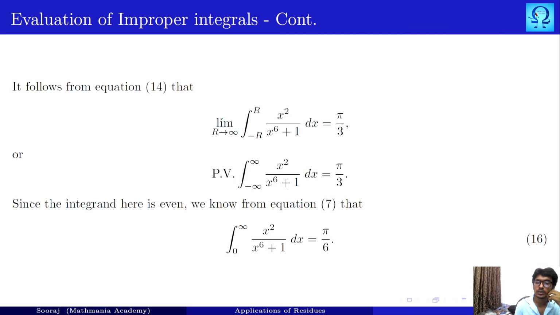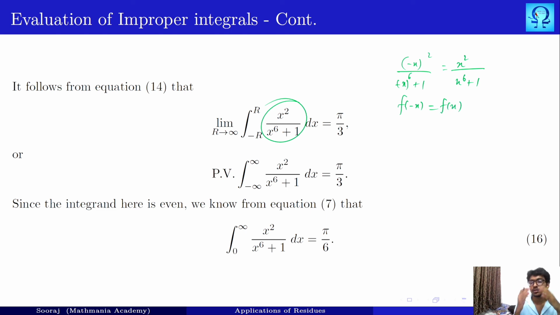So with which we just write the limit as r approaches infinity of the integral from minus r to r of x squared upon x power 6 plus 1 dx is pi upon 3, which is the Cauchy principal value of the integral. And we now observe this function. So this is x squared upon x power 6 plus 1, right? In the place of x, let me just substitute minus x. Even now, I am going to get this function. So f of minus x is the same as f of x no matter what x I choose. So this is an even function.